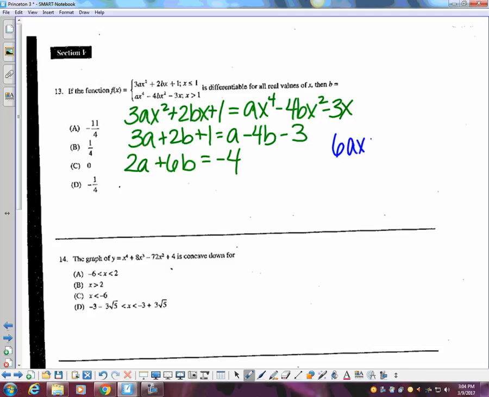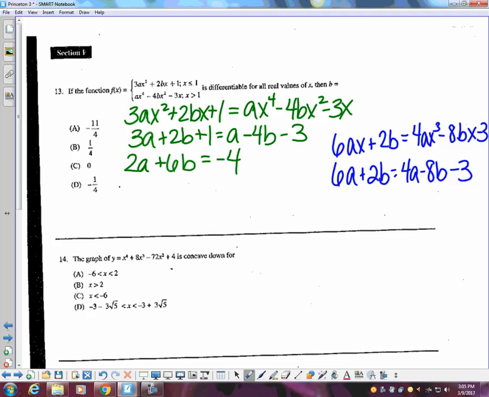6ax plus 2b, and the 1 is gone, right? Equals 4ax cubed minus 8bx minus 3. At 1, so shove a 1 in there. Okay, clean them up, make them look good.